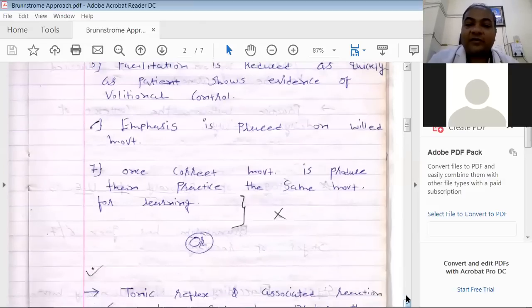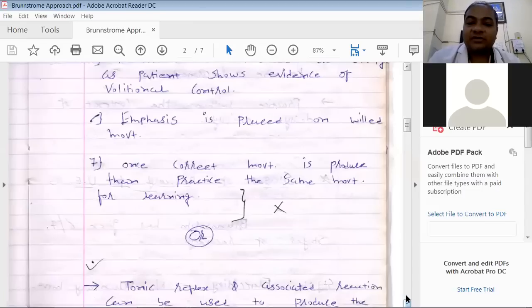Seventh point: once the correct movement is produced, then practice the same movement for learning. It's very, very important in neurophysiotherapy. You have to do practice. This is where the patients are mainly lacking. We do the treatment over here. Whenever we spend time with them, we tell them to produce the movement in the similar way to what we have taught, but they don't do sufficient practice at home, then the movement is delayed. So the patient has to come for years and years for the same movements. That is when the correct movement is learned.